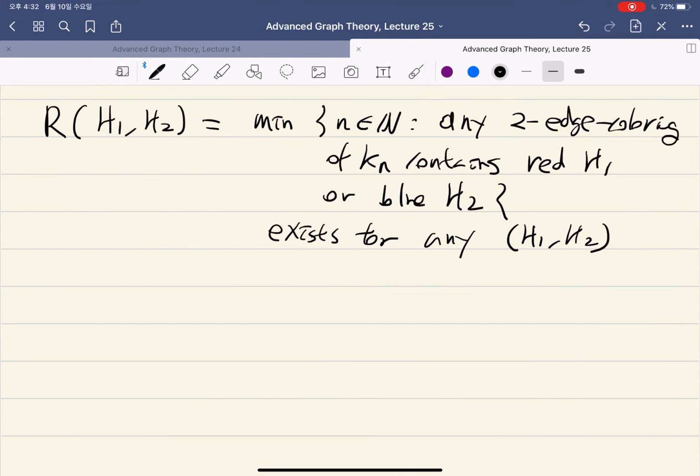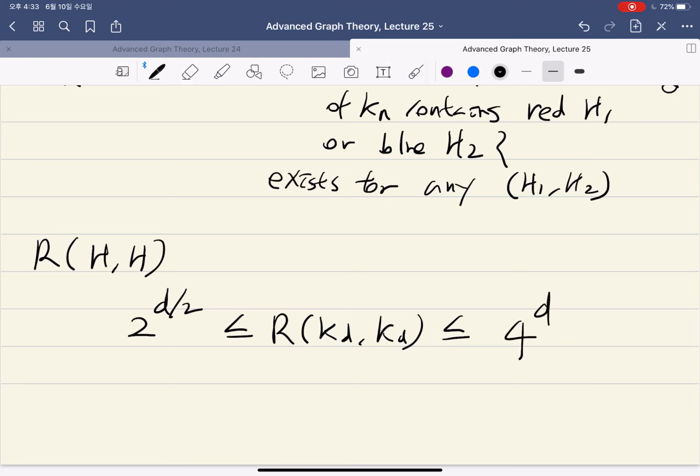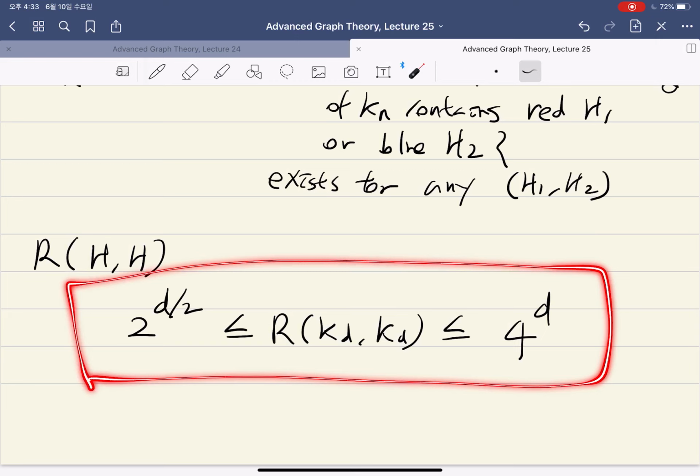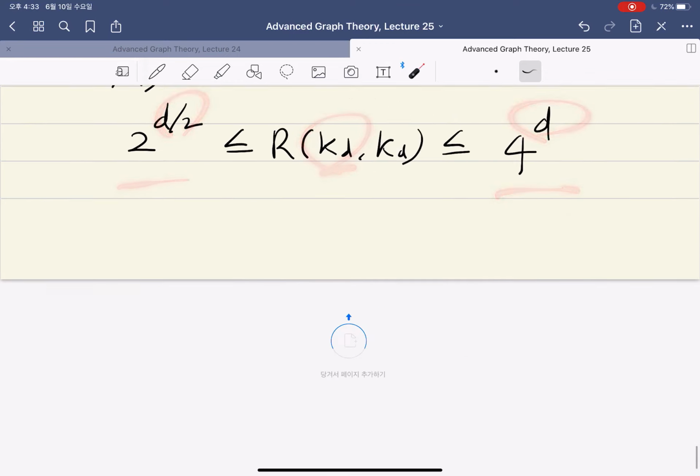And for general graphs, this is exponential in terms of the number of vertices. Let's focus on the case where H1 and H2 are the same. For example, we know that for the complete graph, R(K_d, K_d) is at least 2 to the d over 2 and at most 4 to the d. This is what we learned in undergraduate graph theory. So this has d vertices, so this is exponential in d.